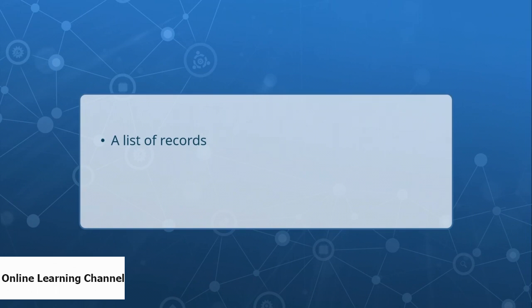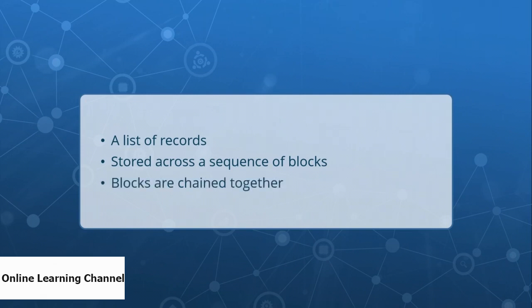Another component of blockchains is that all of these records are stored across a sequence of blocks. So while in a database table, you have a single table which contains all of these records, in a blockchain, the data is essentially partitioned across a number of different blocks. And once you have your data split across these blocks, all of the blocks in turn are chained together in order to maintain an ordering of the blocks.